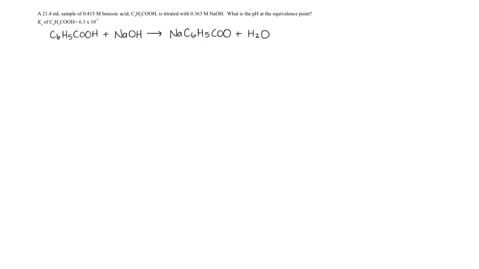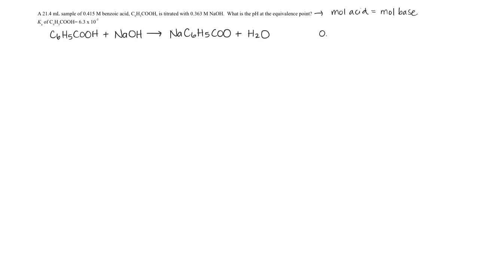The titration of benzoic acid with sodium hydroxide is a 1-to-1 molar ratio. So at the equivalence point of the titration, the moles of benzoic acid will equal the moles of sodium hydroxide. Let's use the information given in the problem to calculate the moles of benzoic acid.